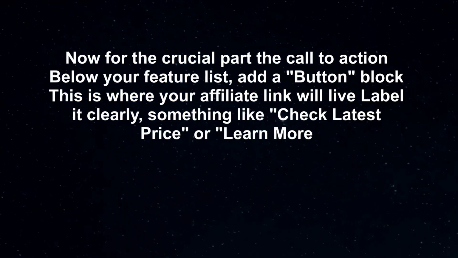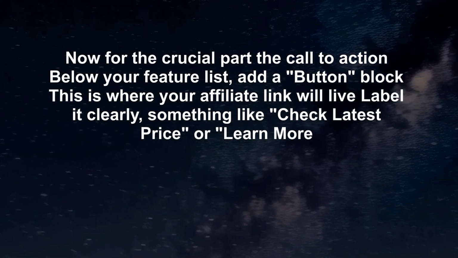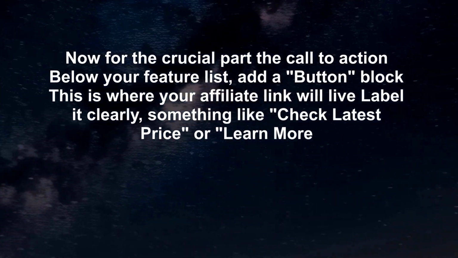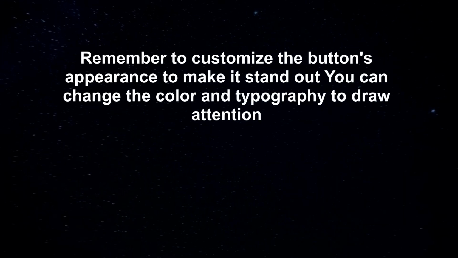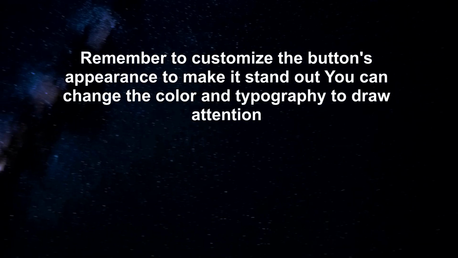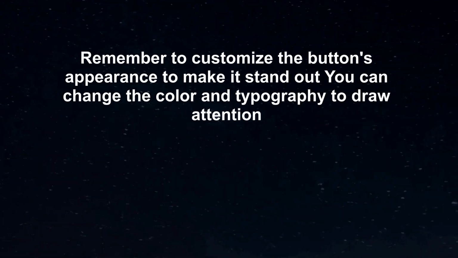Now for the crucial part, the call to action below your feature list. Add a button block. This is where your affiliate link will live. Label it clearly. Something like "check latest price" or "learn more." Remember to customize the button's appearance to make it stand out. You can change the color and typography to draw attention.